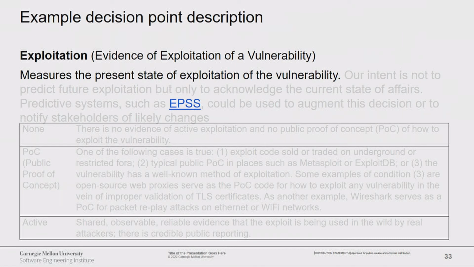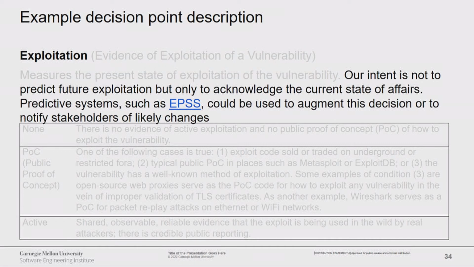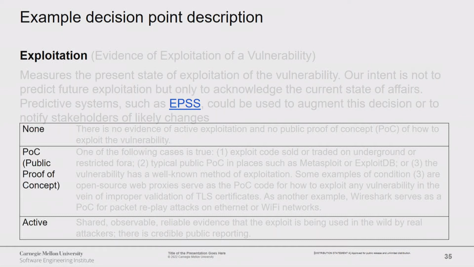So this is the full definition for one of the decision points. This one in particular is the state of exploitation. The first sentence tries to give you a pretty concise summary of what we're trying to talk about with this one: present state of exploitation. Then we try to give some context, some stuff that might be interesting, some stuff that might be involved. But really the key thing is that the analyst is going to have to decide between these three states of affairs. There's no clear evidence of exploitation, there's a public proof of concept, or it's actively being exploited.